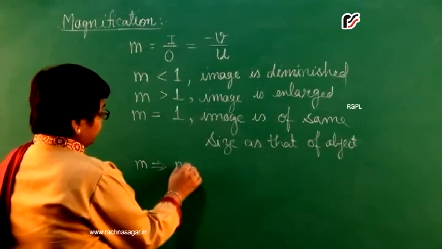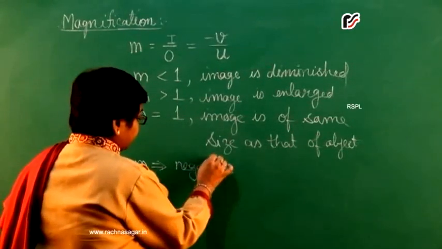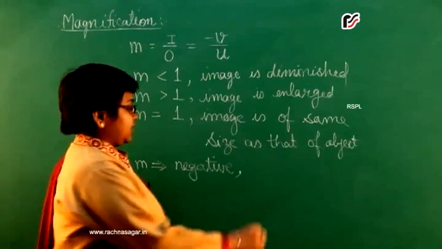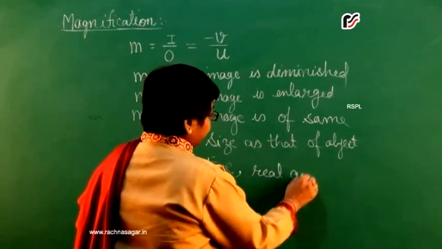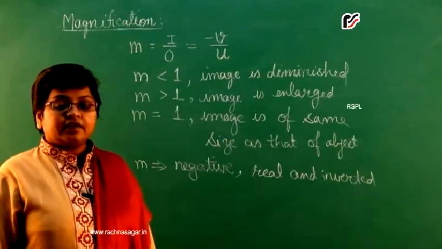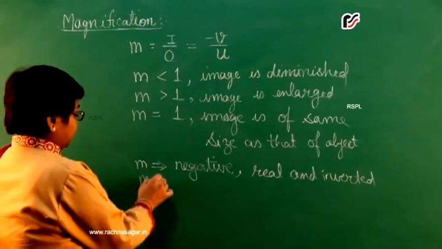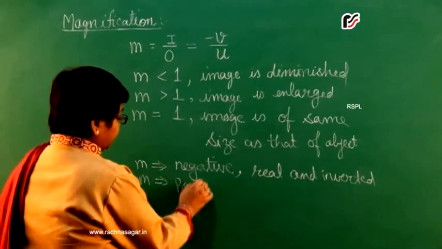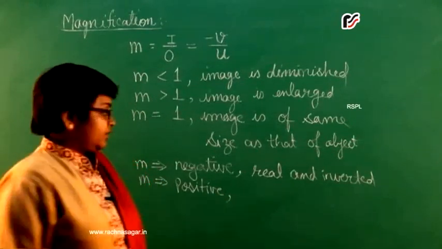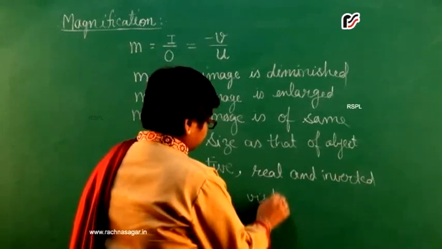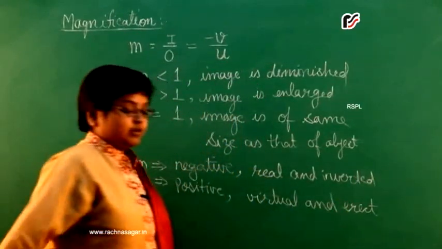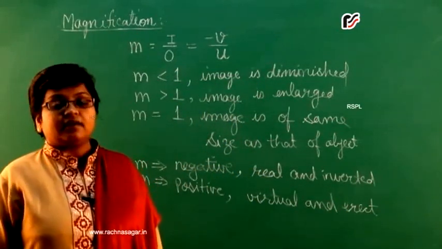If magnification is negative, it means the image is real and inverted. If magnification is positive, the image formed is virtual and erect.